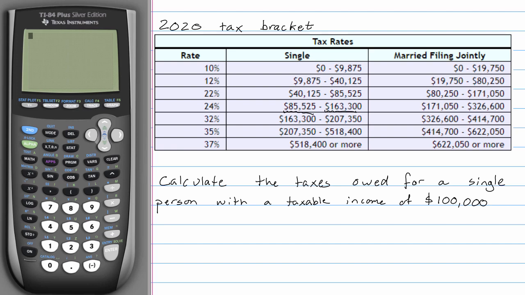So, in this exercise, we're asked to calculate the taxes owed for a single person with a taxable income of $100,000. So that's not the total amount of money they made. We've already done all of the calculations with exemptions and deductions and adjustments and all of the things that we subtract from gross income. We're just at the point where we've already found the taxable income. Now we want to find the taxes owed.